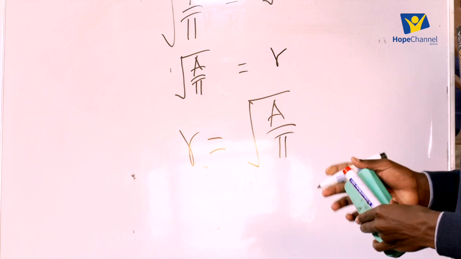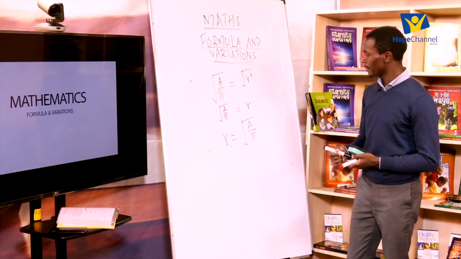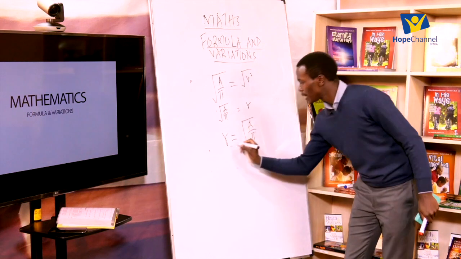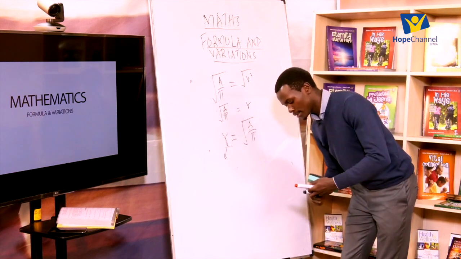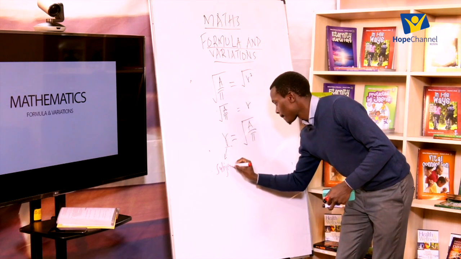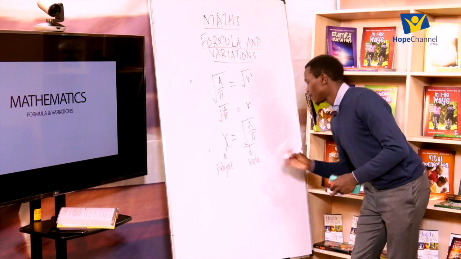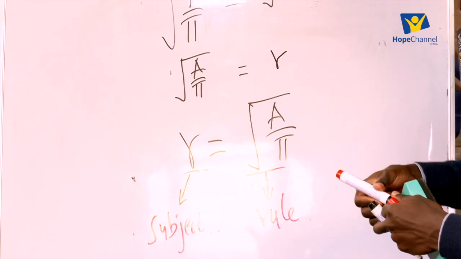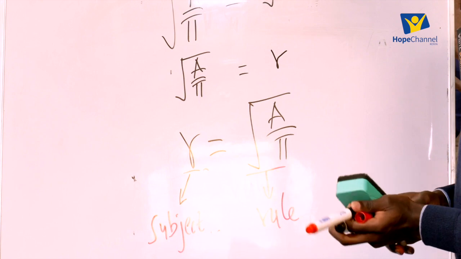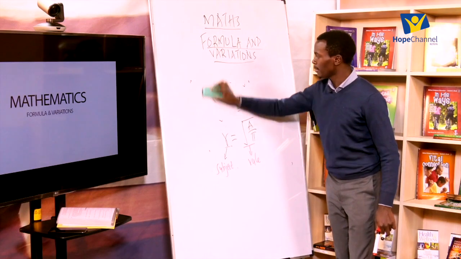So it is something which is so simple. So in this case, we have expressed r in terms of a, because now r becomes the subject, while the second part becomes the rule. That is the first example. Now let's move on to example number 2, so that we can express more in terms of the other.